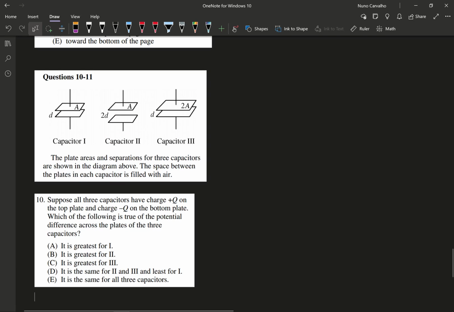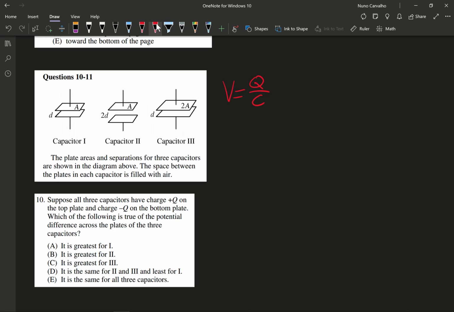Number 10, we're shown here three different capacitors with different areas and distances between the plates, and we're told, suppose all three capacitors have a charge of plus Q on the top plate and a charge of negative Q on the bottom plate. Which of the following is true of the potential difference across the plates of the three capacitors? So we want to be thinking about the voltage here, which is going to be given by this formula for capacitors, and this is in your formula sheet. And we are told that the Q stays the same.